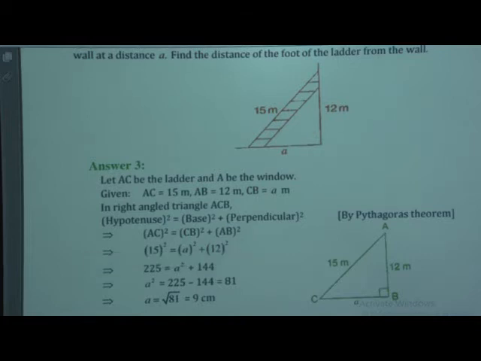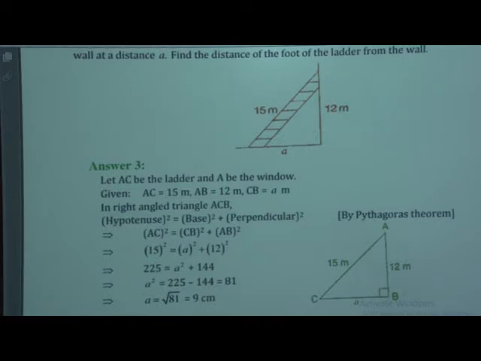plus 12 square. Finding the square of 15, 15 square is 225, is equal to A square, as it is because we have to find it, plus the square of 12, which is 144. Now that we have this equation, it is easy to find by taking the variable to the left hand side. So A square is equal to 225 minus 144, which is 81. After subtraction we get 81.